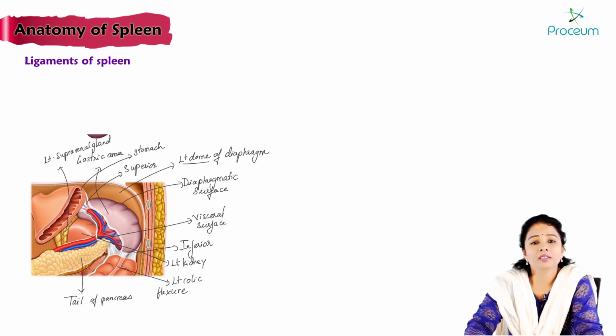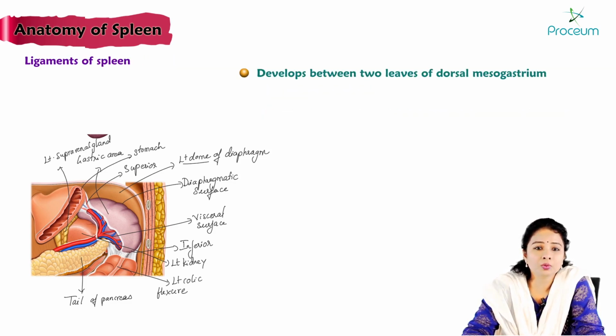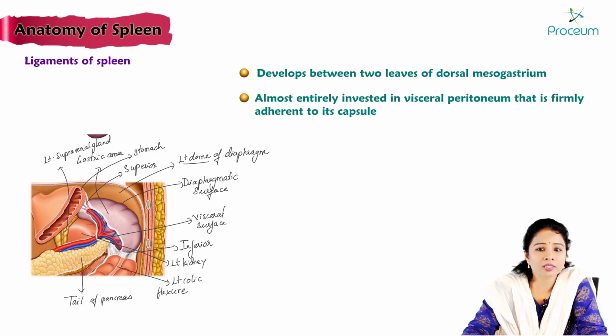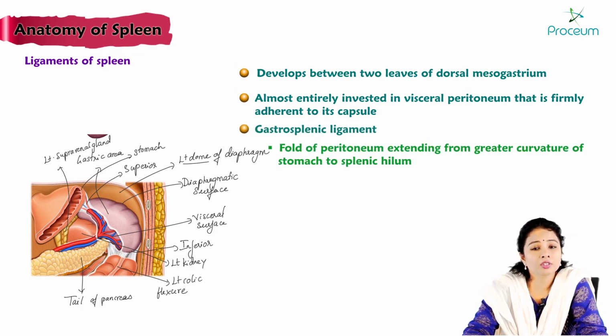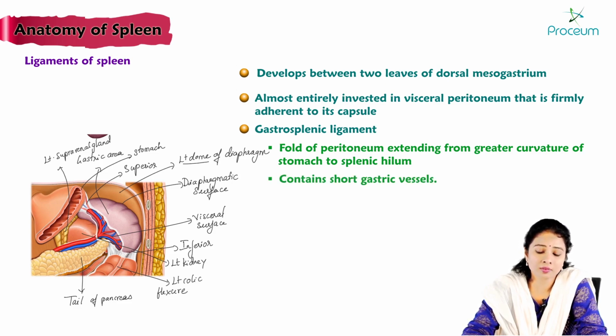Ligaments of spleen. The spleen develops between the leaves of dorsal mesogastrium, and so it is almost entirely invested with visceral peritoneum, which is firmly adherent to the capsule. So gastrosplenic ligament is the fold of peritoneum that extends from the greater curvature of the stomach to the splenic hilum and contains short gastric vessels.